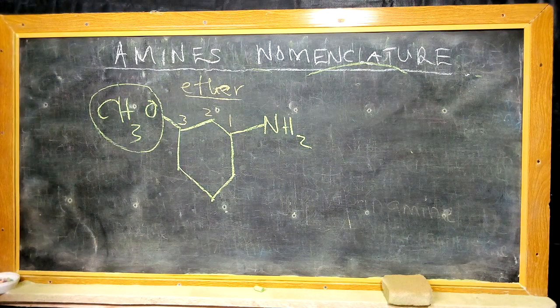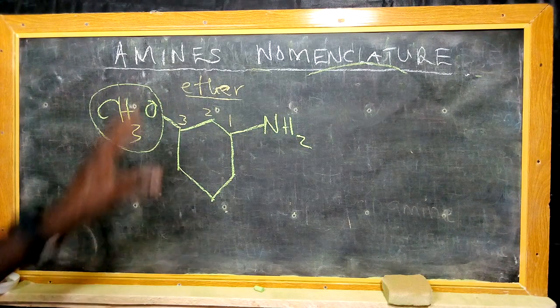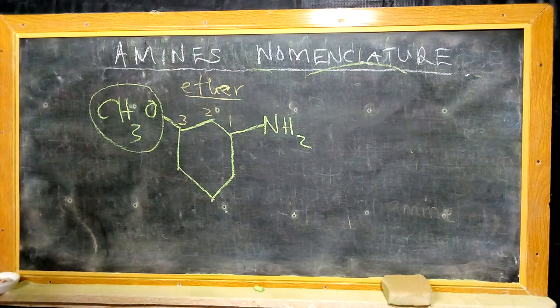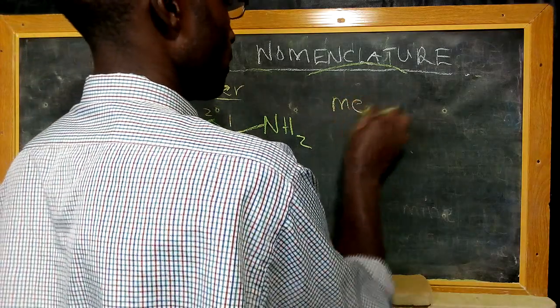I mentioned the term ether, which is another class of organic compound, because in the name of this compound we are going to find the name of a substituent which has similar properties to the ethers we are talking about. That particular substituent, a single carbon, is known as methoxy.